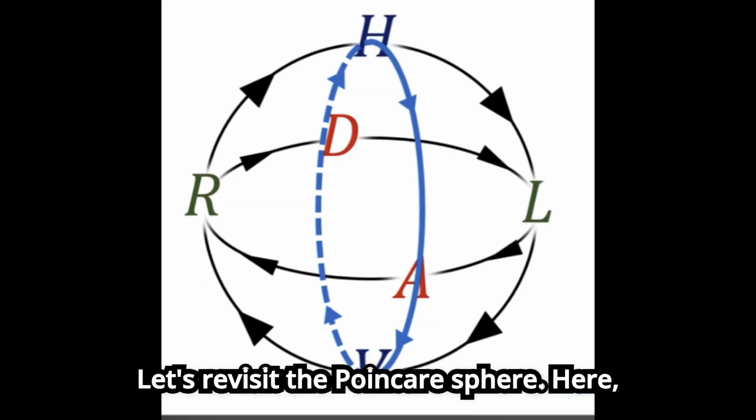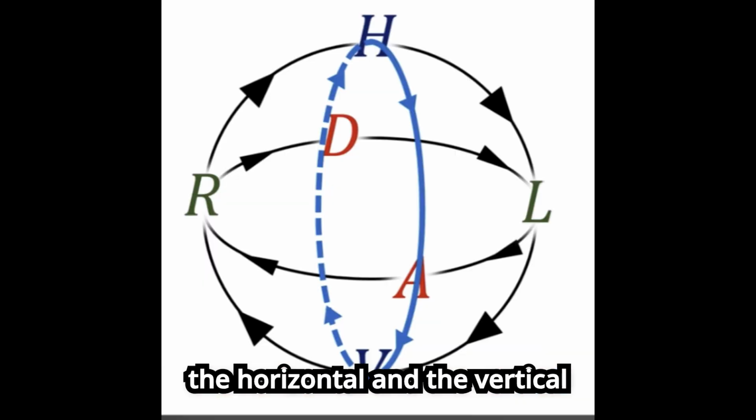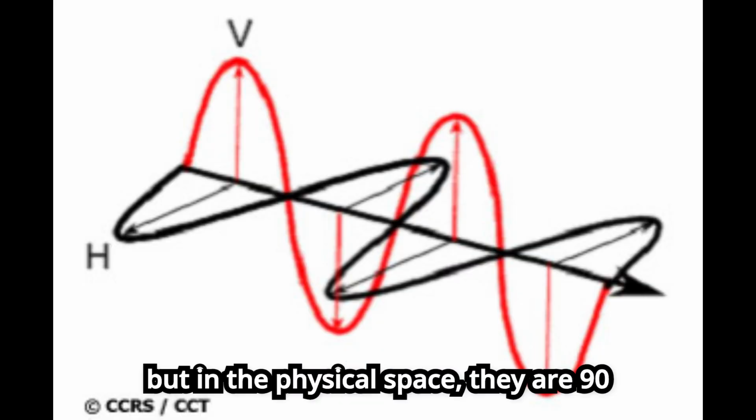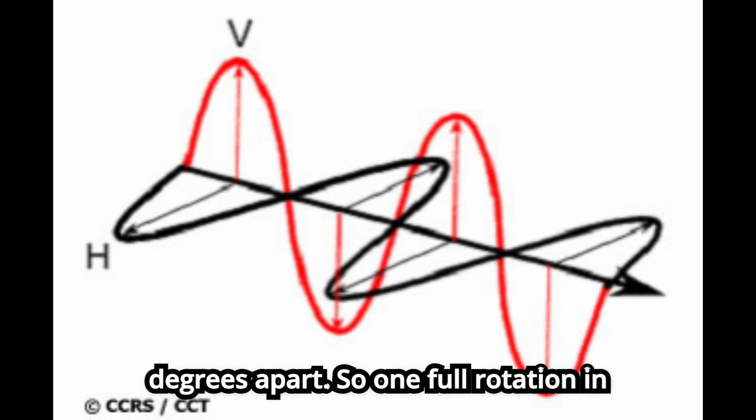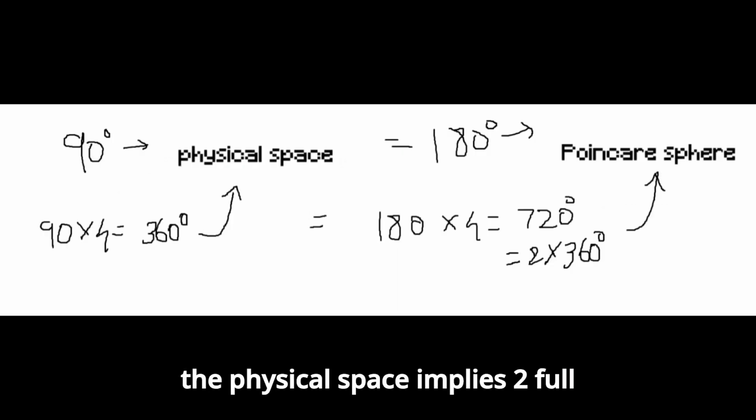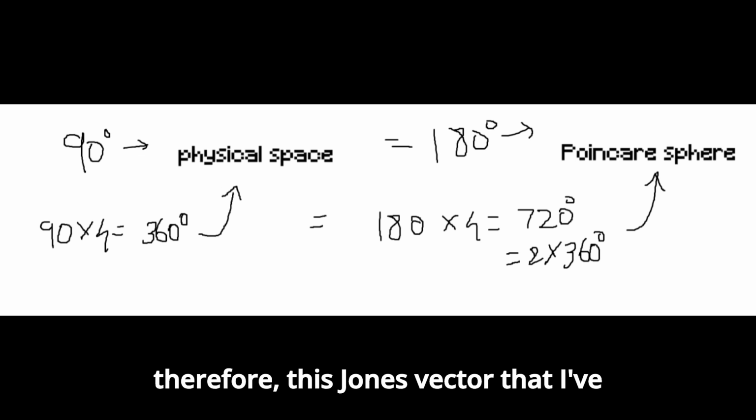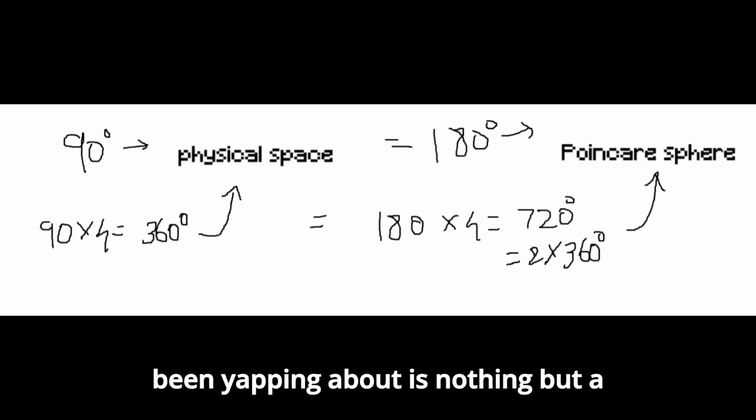Let's revisit the Poincare sphere. Here, the horizontal and the vertical configurations are 180 degrees apart, but in the physical space, they are 90 degrees apart. So one full rotation in the physical space implies two full rotations in the Poincare sphere. So therefore, this Jones vector that I've been yapping about is nothing but a spinor.